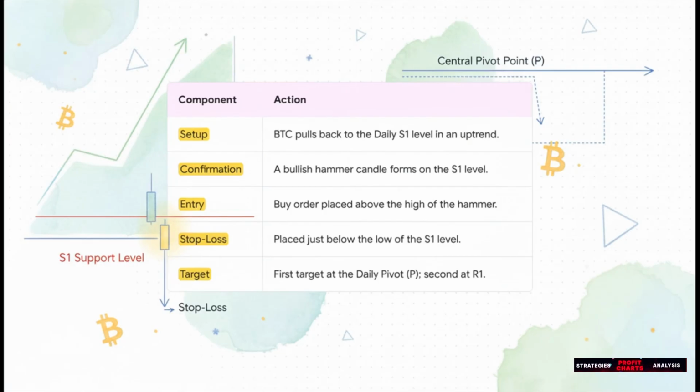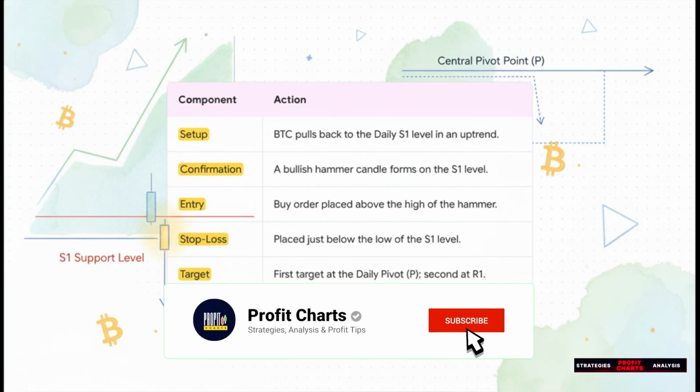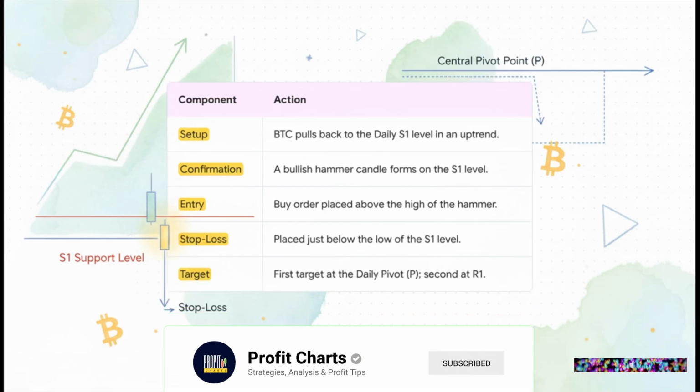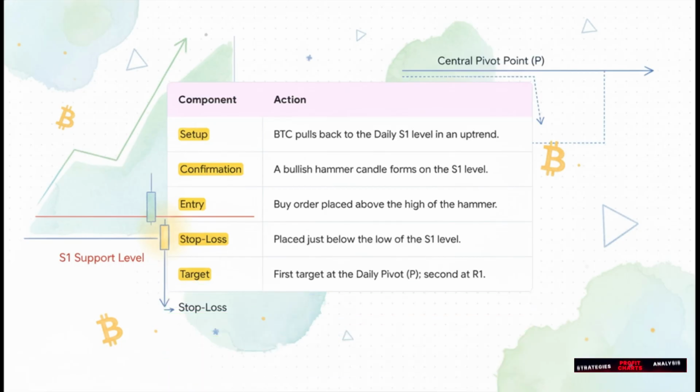Okay, let's paint a picture with Bitcoin. The price is in a sweet uptrend, but it starts to pull back. And where does it stop? Bam! Right at the daily S1 support level. We don't buy yet, we wait. And then a perfect bullish hammer candle forms. That's our confirmation. So we enter just above the high of that hammer, our stop loss goes right below S1, and our first target is the main pivot point. See? It's all planned, objective, and super clean.